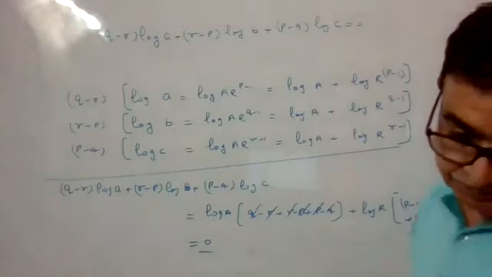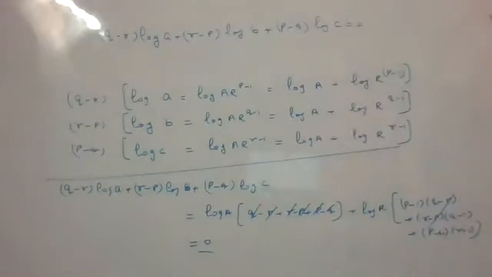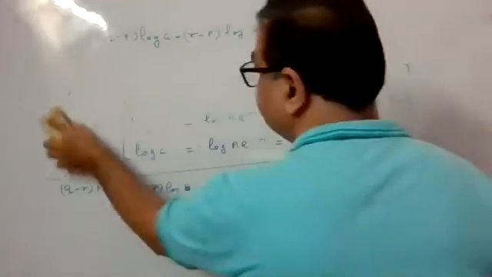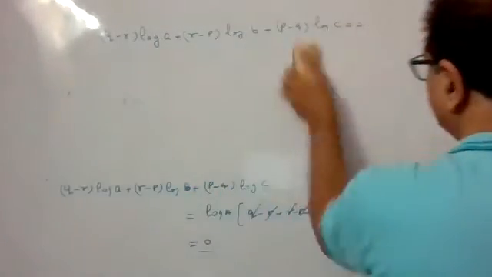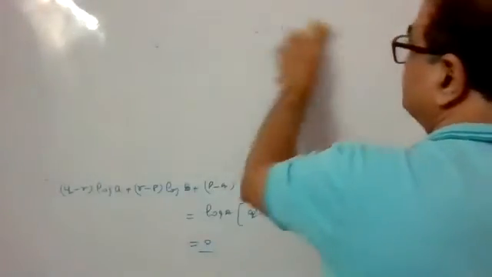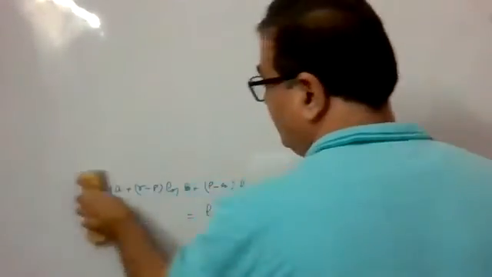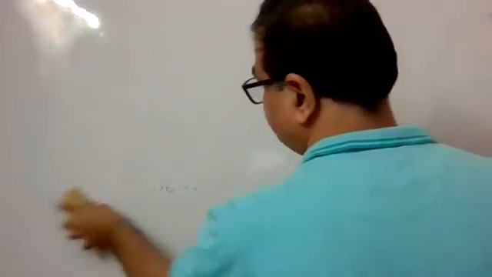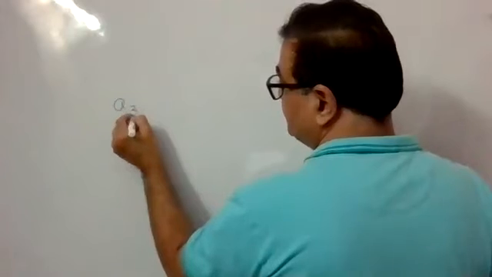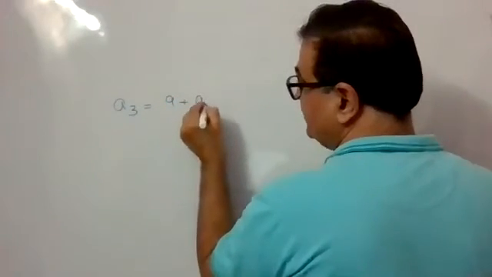Next question, please. Find four numbers forming a GP, in which the third term is greater than the first term by 9. Third term is greater than the first term by 9.